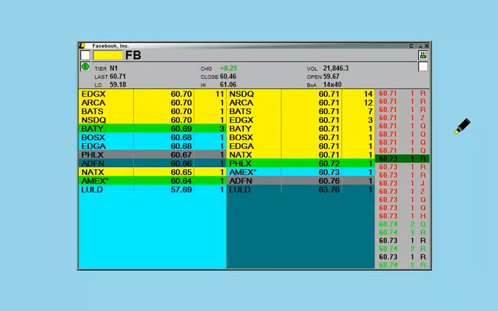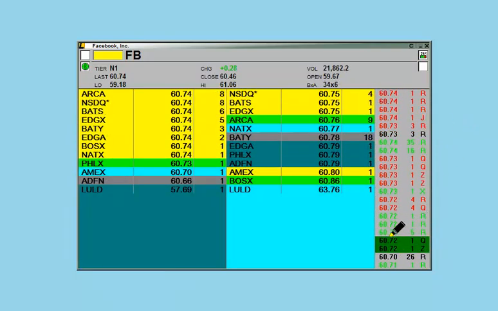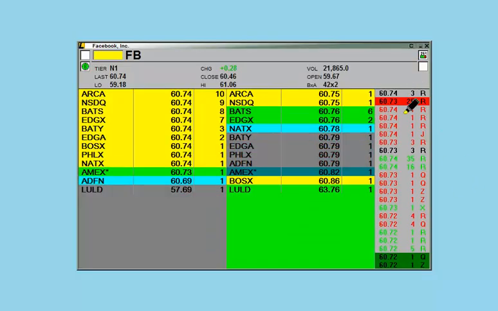So just more 100s. These are all bid whacks here, because how do I know that? Well, they're red. Okay, 26 right there, so that was 2,600, 2,500 share bid whack.